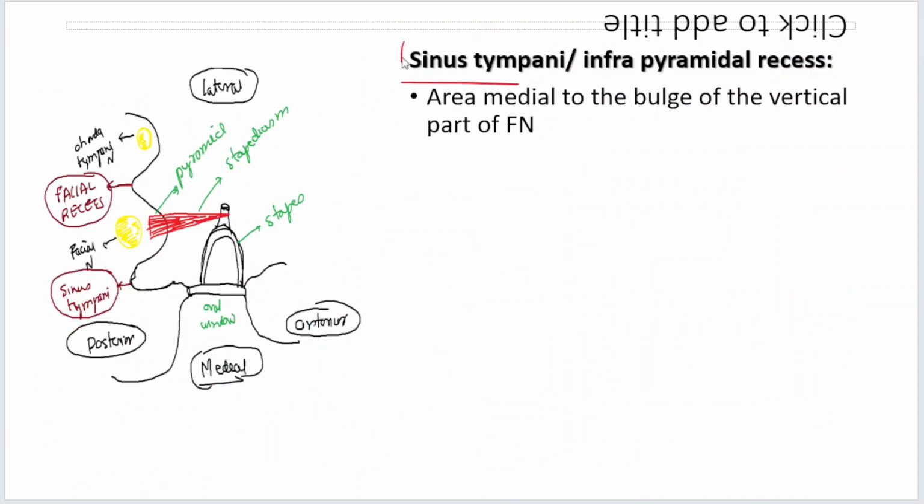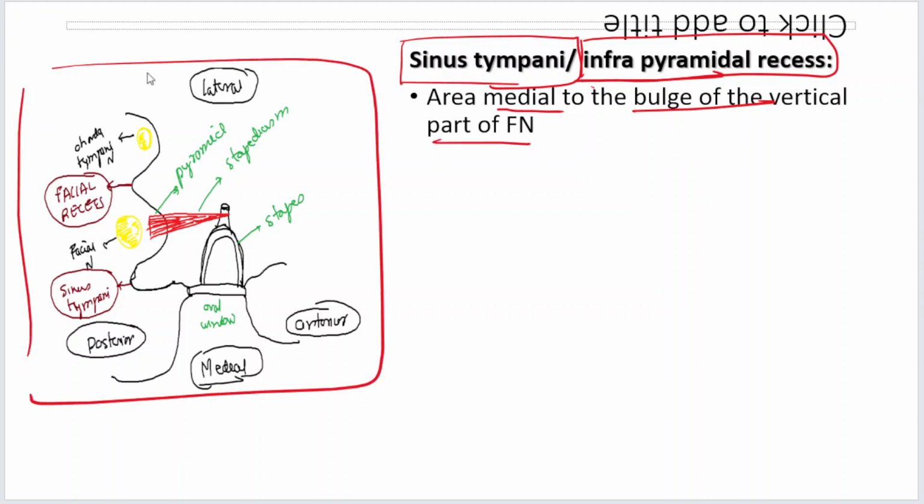Coming to sinus tympani. What is sinus tympani? It is also called the infrapyramidal recess. This is the area medial to the bulge of the vertical part of the facial nerve. Now coming to the same diagram here. This is the posterior wall. As I said, this is the bulge for the chorda tympani. Behind it you have the facial recess, and then you have this bulge for the facial nerve. Here you have the pyramid. The depression that is present below the facial nerve bulge is called the sinus tympani, also called the infrapyramidal recess.